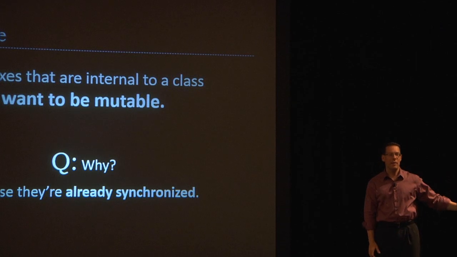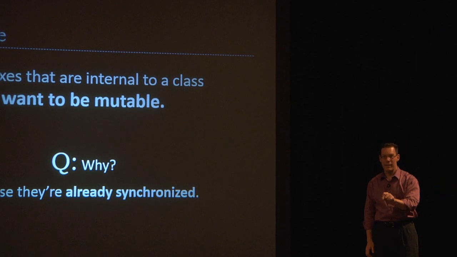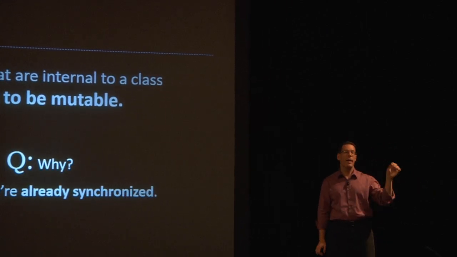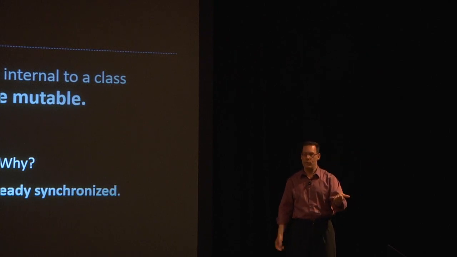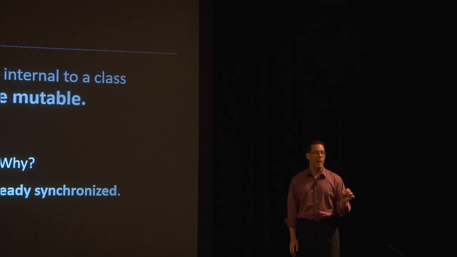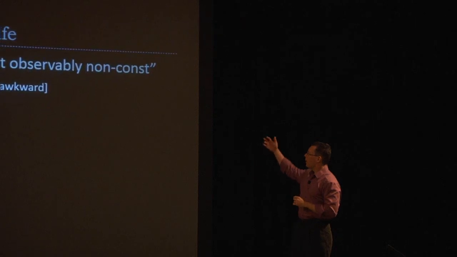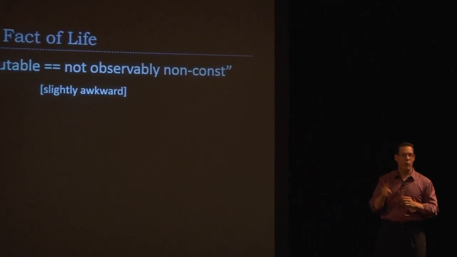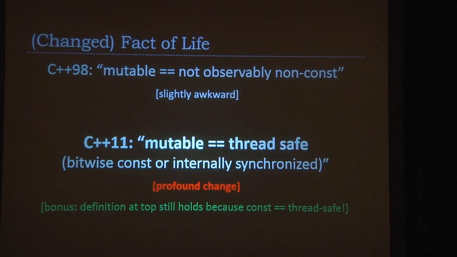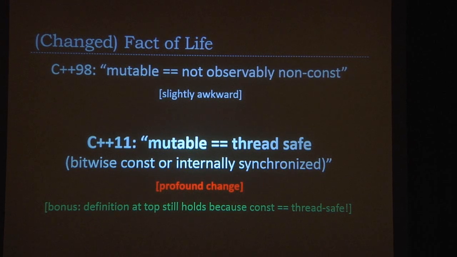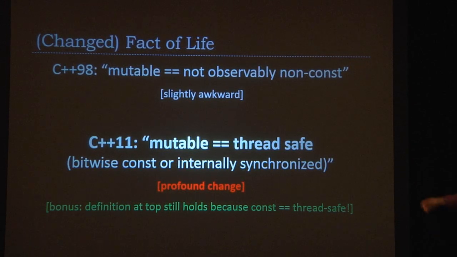Because if you have existing code that says mutable and it's not an already synchronized object, this is the anti-pattern to look for. If you see code that has a mutable class member that is not already thread safe, like it's not a message queue designed for thread safe use, it's not a mutex, it's not an atomic, that should not pass code review anymore. Because we used to teach mutable as not observably non-const, which was kind of awkward, but it was what we taught. Now it's much clearer. Mutable means thread safe too. It means bitwise const, or in the case of something like a mutex, already internally synchronized. This is a profound change.